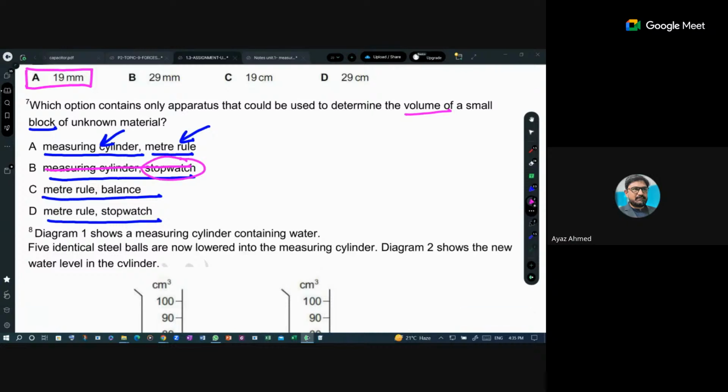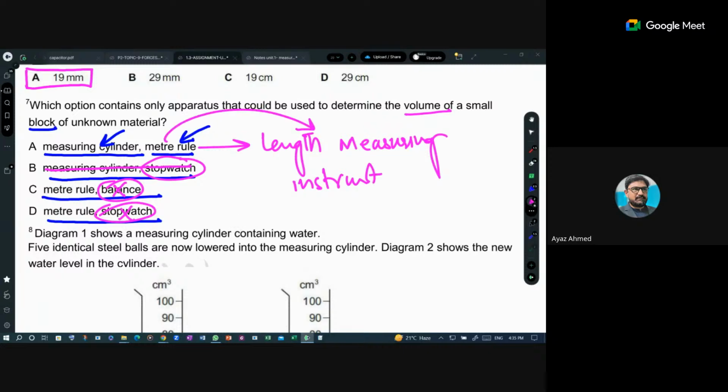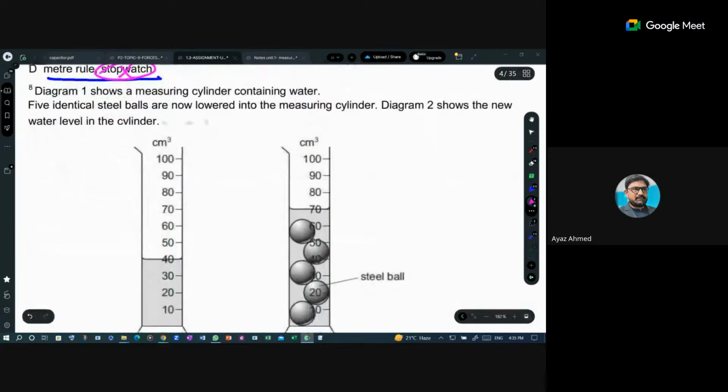Then meter rule and balance is of no use for volume measurement. Again, stopwatch is of no use. So remember, these are length measuring instruments. This is the technical aspect here. Sorry, the first one is the volume measurement instrument, and the second one is the length measuring instrument.